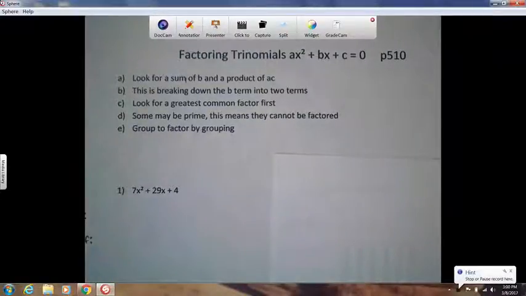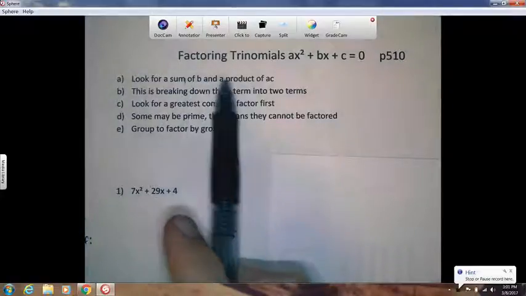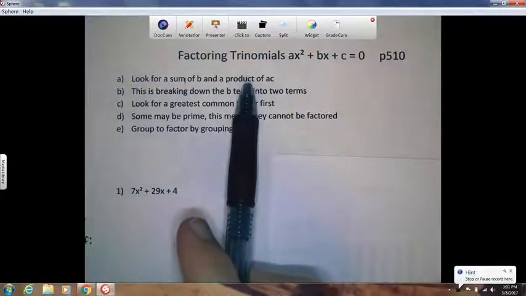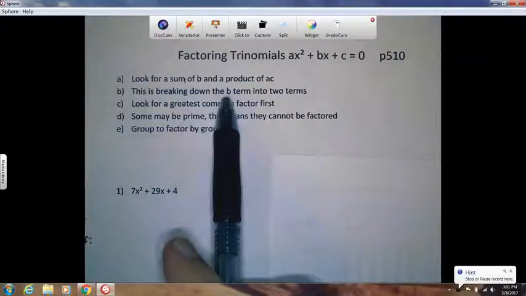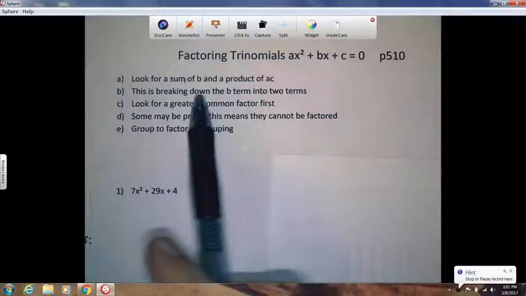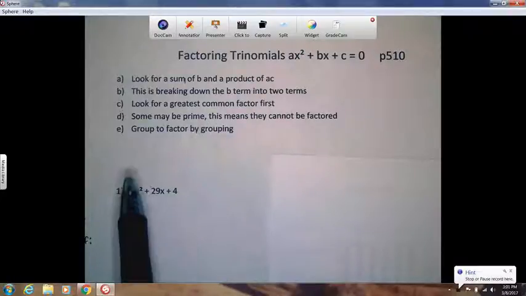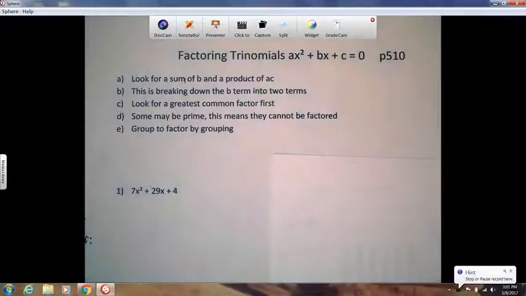This is factoring trinomials 2, and so I want to make sure that you look at some of these things. You're looking for a sum of B and a product of AC. You're going to break down the B term into two terms. That's the part that people seem to miss. They don't recognize that when we're looking at this, A is not 1. In the previous lesson, A was 1.